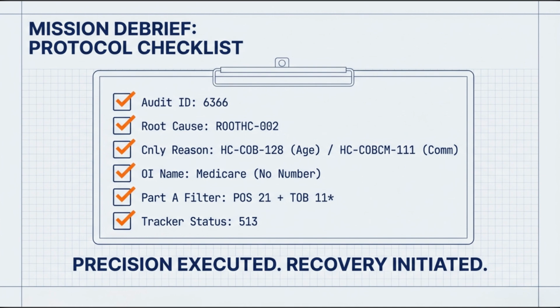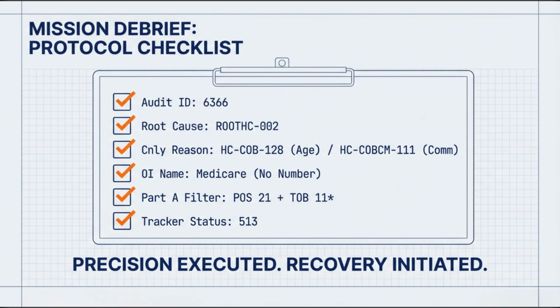Next, the root cause, HC-002. This tells us why the claim was initially processed incorrectly. Understanding this prevents future errors, right? Crucial stuff. Then, the CNL reason, HC-COB-128 and HC-COBCM-111. These codes are gold. They confirm the specific Medicare secondary payer rules in play.